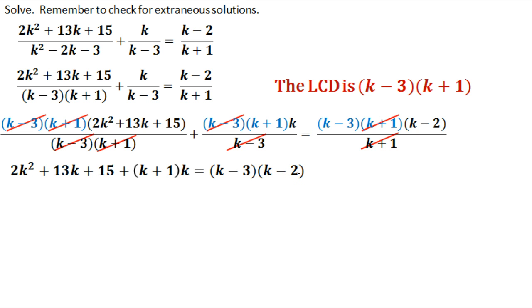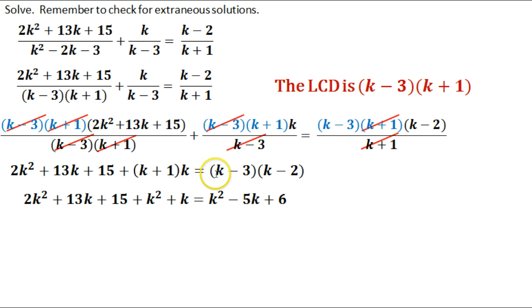Okay, so now what I'm going to have to do, let's go ahead and distribute this k here. This will be k times k is k squared plus k. Let's go ahead and distribute that, as well as we can go ahead and multiply these two together. FOIL those, or you can use the box method. Either one is okay. If I were to FOIL those two together, I end up with this.